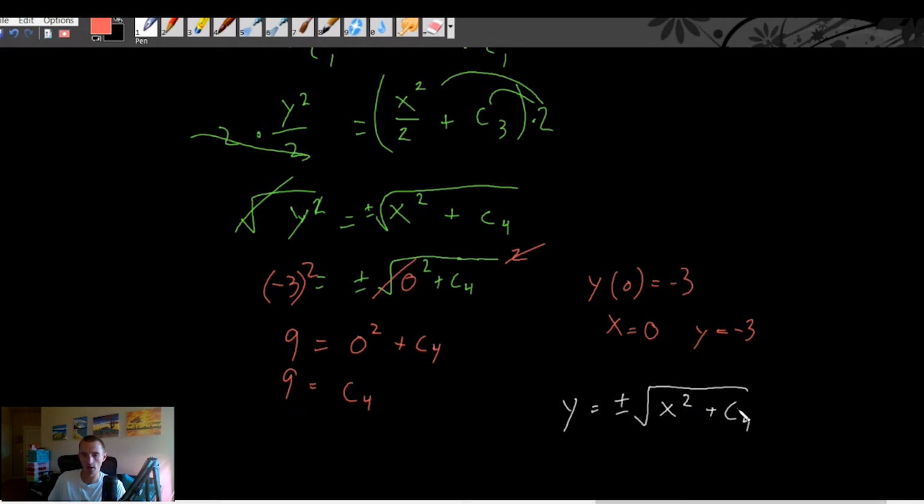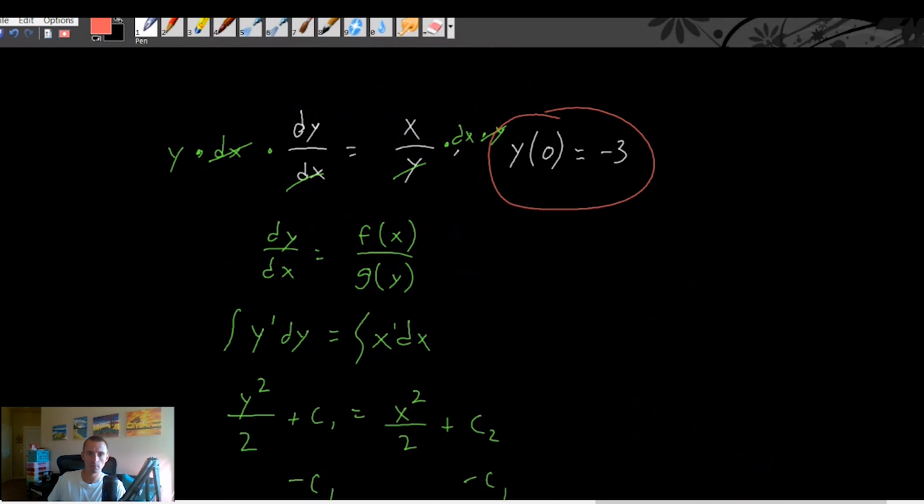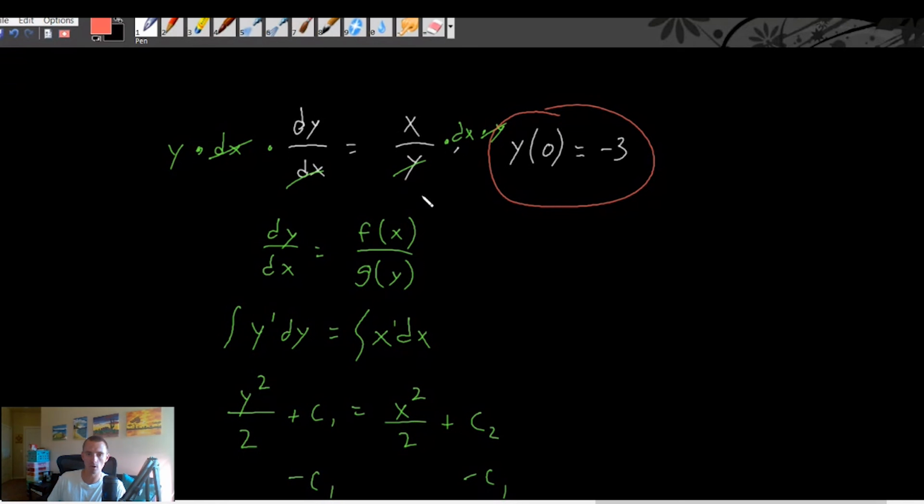We can go back to our general solution of our differential equation and replace C4 with 9. So now this is going to be the particular solution to the initial value problem given here: dy/dx equals x over y, where y of 0 is -3.